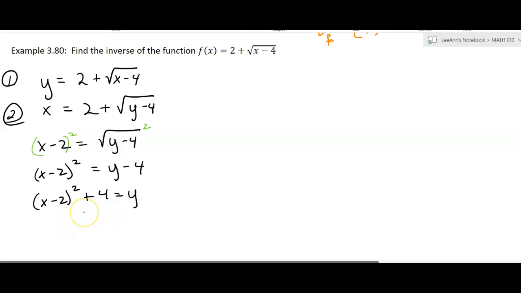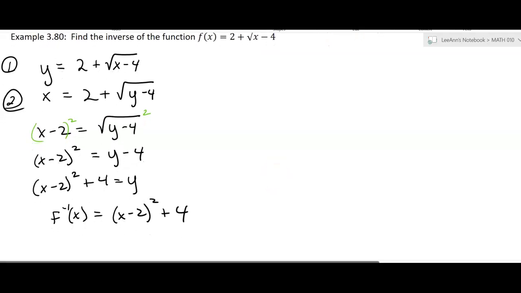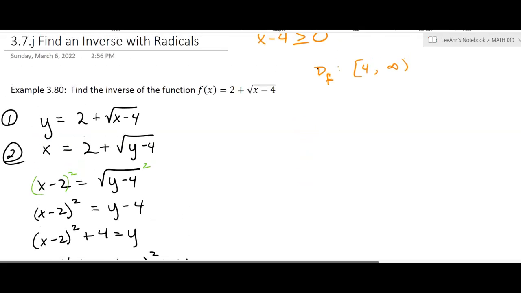Or, y equals this, but I'm just going to make it f inverse of x is equal to x minus 2 squared plus 4. That's a form that we often leave quadratic equations in. Okay, but now what's going to be the restriction? Well, we don't know. We have to go back up to our domain here.